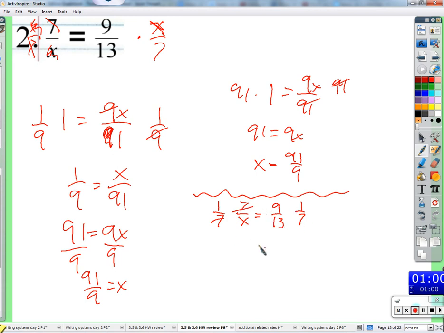The 7s cancel, and nothing came up here. So on the right side, we have 9 over 91. Equals what? What's on this side? Is it 1x? No, it would be x, right? Because 1 times x is x. No, because it would have to be 91 over 9. How do we multiply fractions? Straight across. I'll multiply these straight across. 9 times 1 is 9. 13 times 7? No, it's 91.